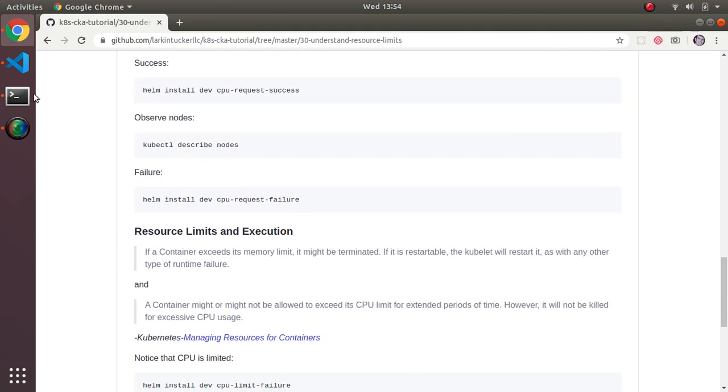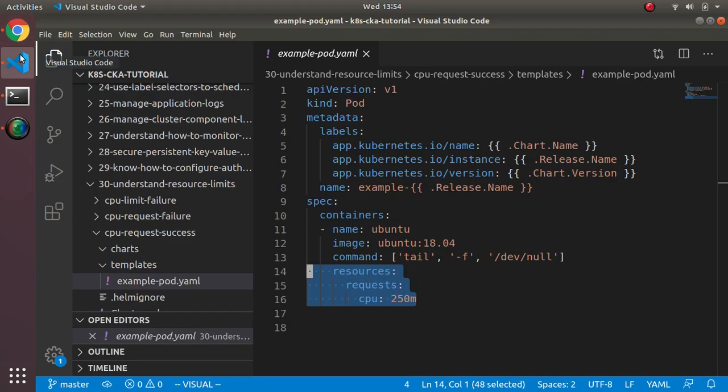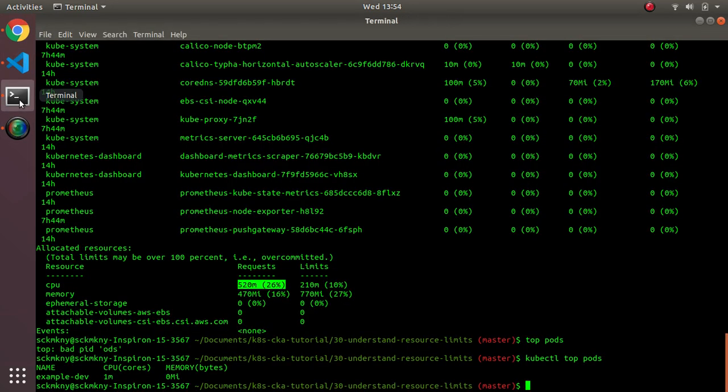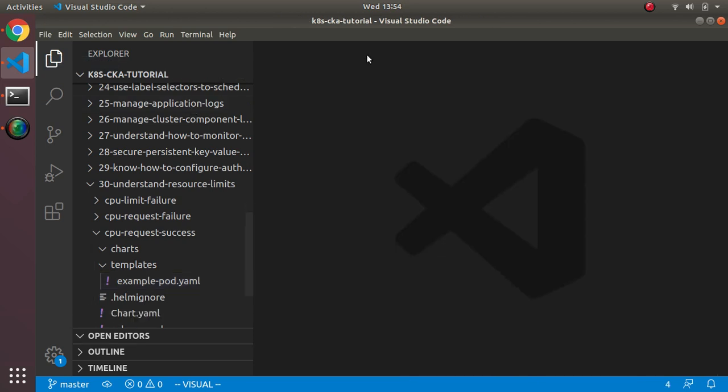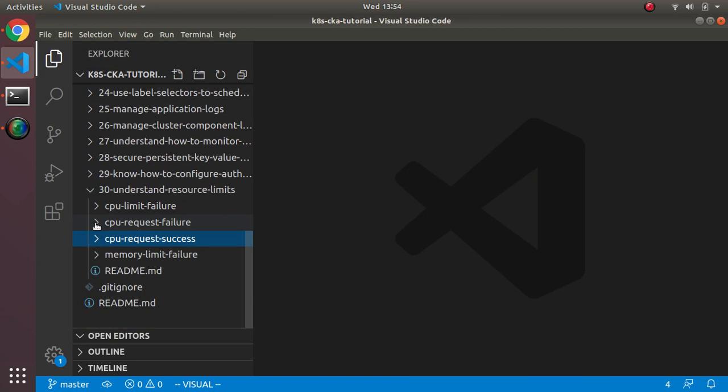Okay, now let's do a failure example. So let me go here. Let me get rid of this one. Helm uninstall dev. Okay. CPU request failure. That's what I want to look at. Templates.